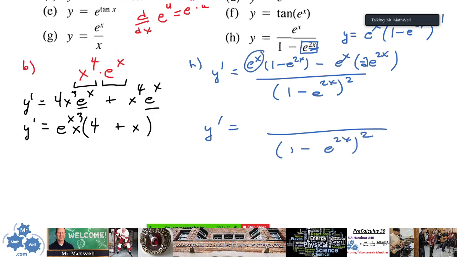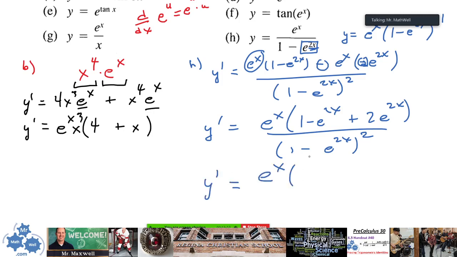But it looks like I can factor an e to the x out of here for sure. And we'll try that. So e to the x, I'm left with 1 minus e to the 2x, and then a plus 2 e to the 2x, minus a negative there. And we have these e to the 2x's; I can combine those as well. So I'm thinking this is probably where we could stop: 1 minus e to the 2x plus 2 e to the 2x, all over (1 minus e to the 2x) squared.